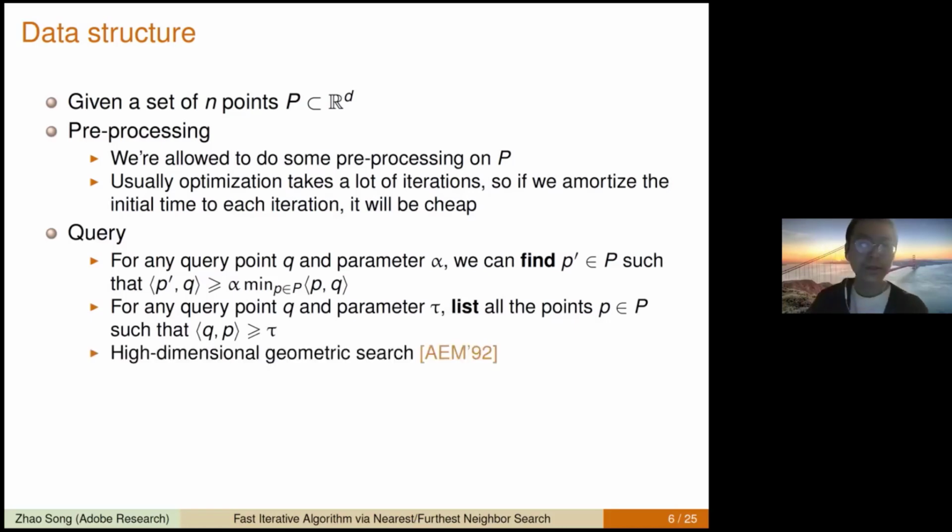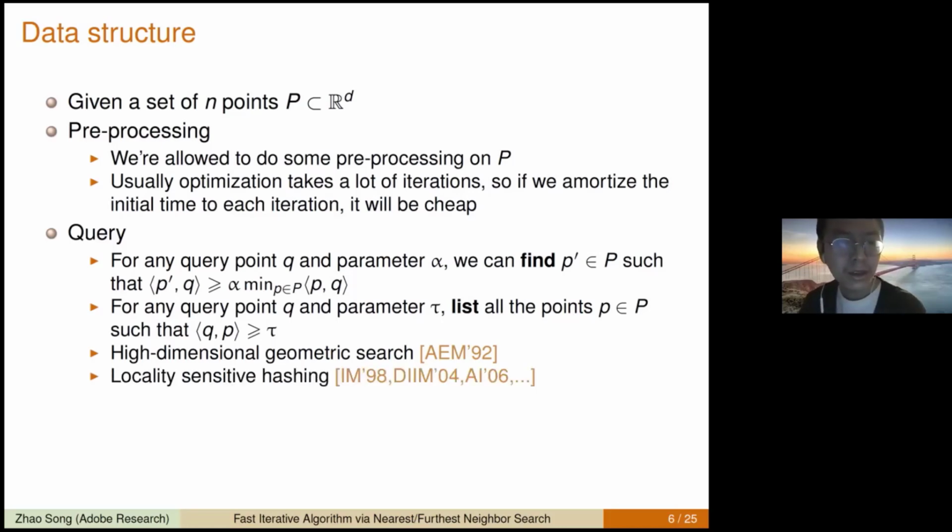So there are a number of data structures you can use, and they have different preprocessing time, query time, and space, and also different error and different probability. So you need to very carefully choose which one you want to use to analyze your iterative algorithm. Instead of using high dimensional geometric search, in practice people use something called locality sensitive hashing, and locality sensitive hashing also has some theoretical guarantees, which could be used for some other applications of iterative algorithms.